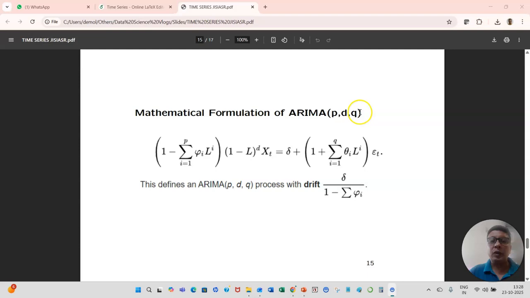And this is the mathematical formulation of the ARIMA(p,d,q) process. This is the autoregressive part. This is the moving average part. And this d is the integrated part. So using these three concepts, we get the ARIMA model.